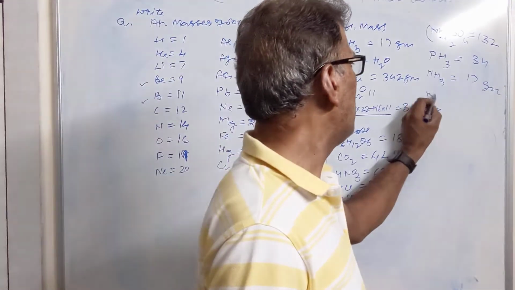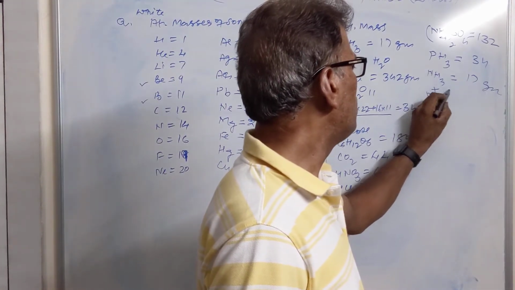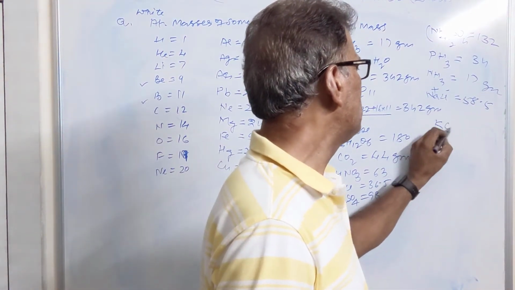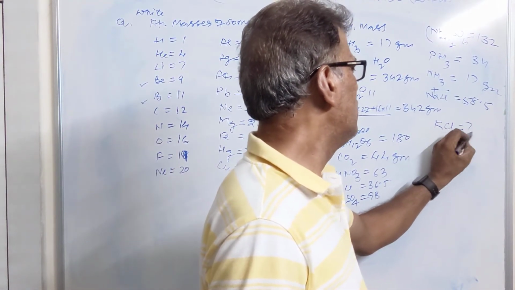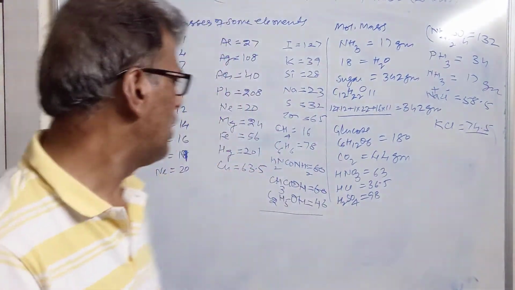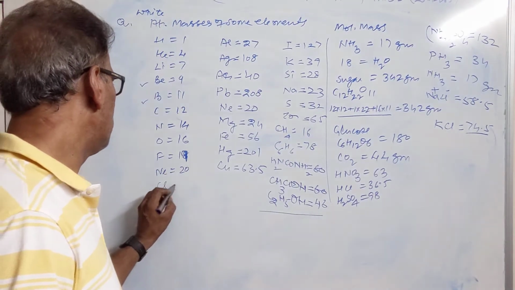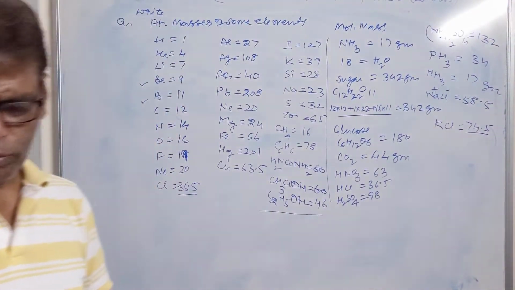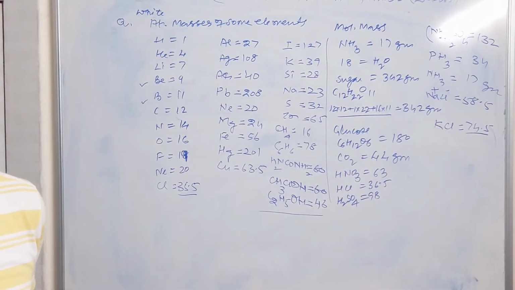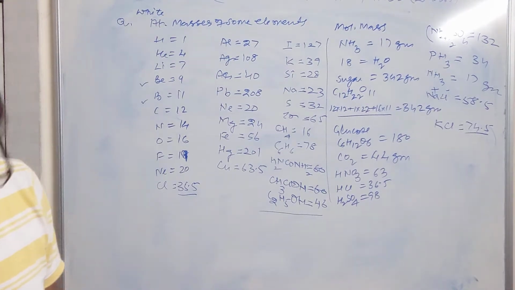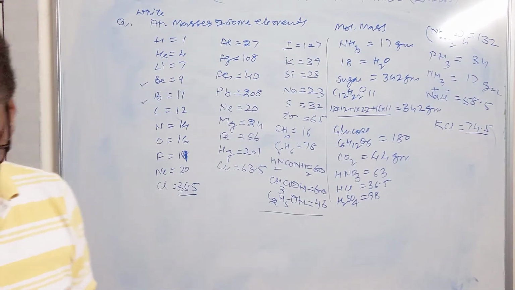For example, we have NaCl, molecular mass is 58.5. Then we have KCl, 39 plus 35.5, it will be 74.5. So you have to add the atomic masses. Cl atomic mass is 35.5, it is the average of the isotopic masses. So this is regarding the atomic masses, molecular masses, and formula masses of the different compounds.